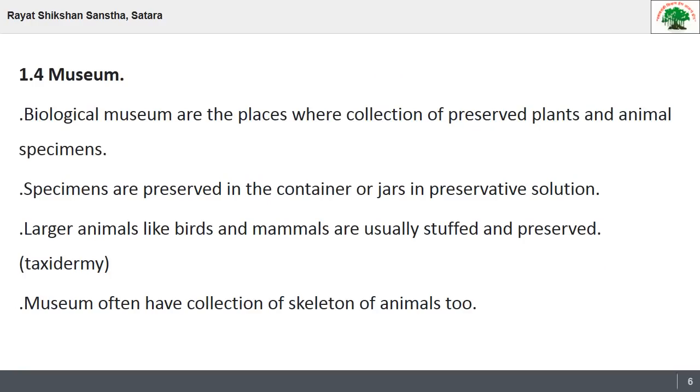1.4 Museum. A museum is a building where a collection of valuable and interesting objects is kept, and obviously these objects are shown to the public.